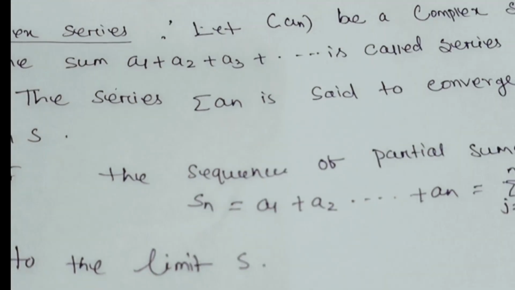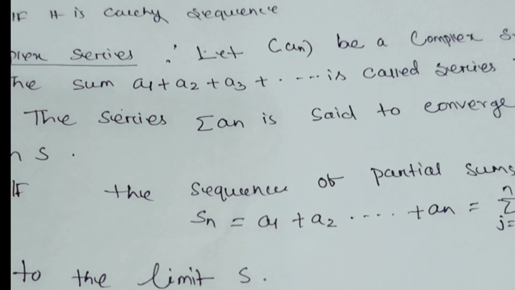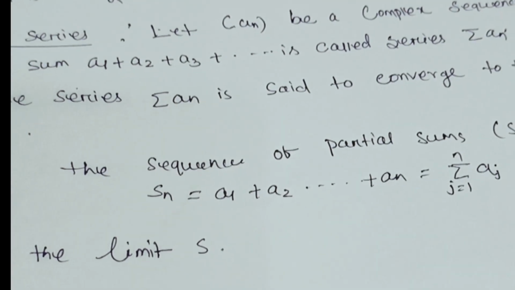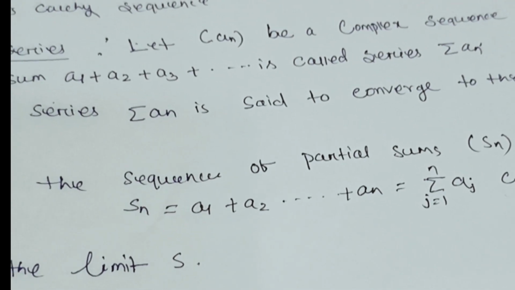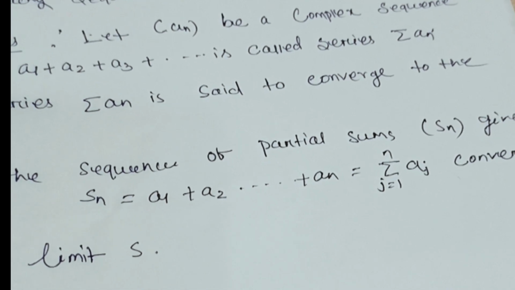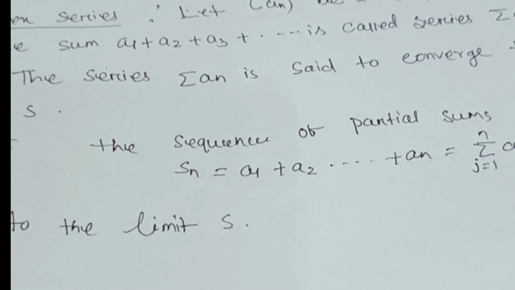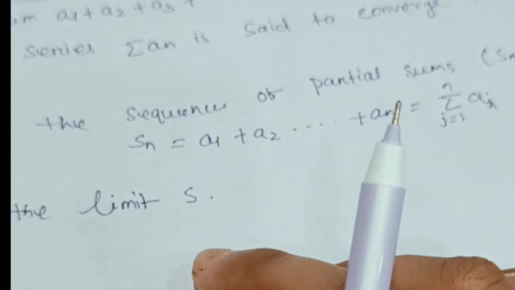And now complex series. What is a complex series? Complex series are also very useful for complex power series. Let an be a complex sequence, and the sum a1 plus a2 plus a3 and so on is called the series, the summation of an. This series is said to converge to the sum s if the sequence of partial sums Sn, given by Sn equals a1 plus a2 up to an, which is the sum of aj, converges to the limit s.